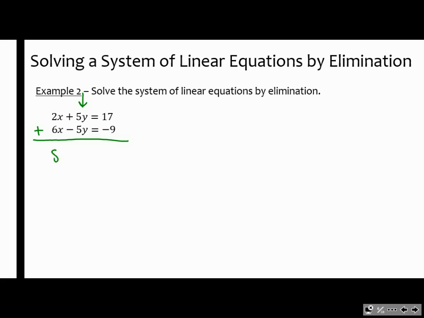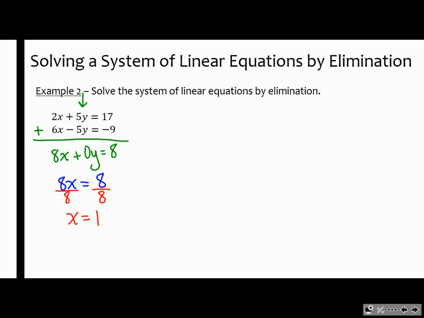2x add 6x is 8x. I could write plus 0y, but I could actually just skip that, just recognizing that 0y is now eliminated. And then 17 add 9 behaves like 17 subtract 9, which equals 8. Now I could have actually written 8x and then not written the y term at all, equals 8. By the division property of equality, we can divide by 8, solving for x. X equals 1.